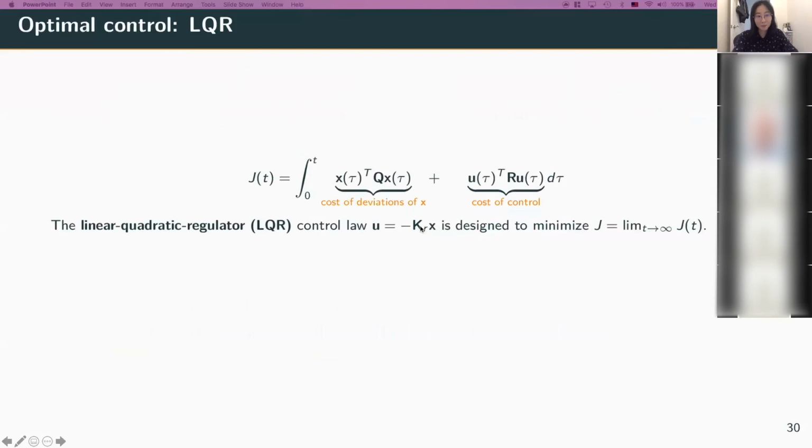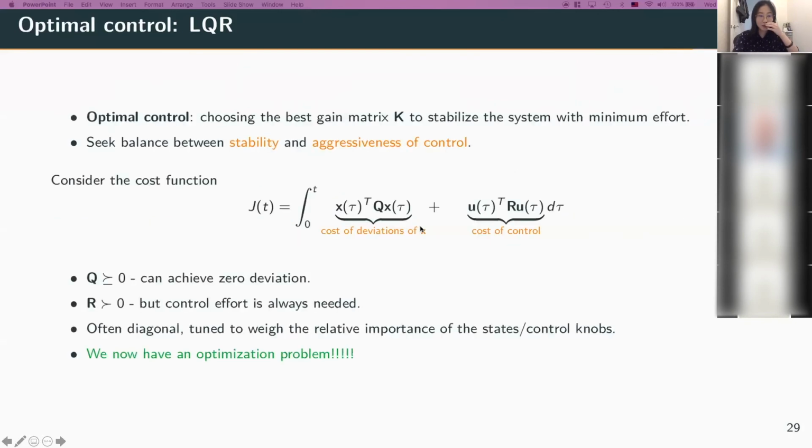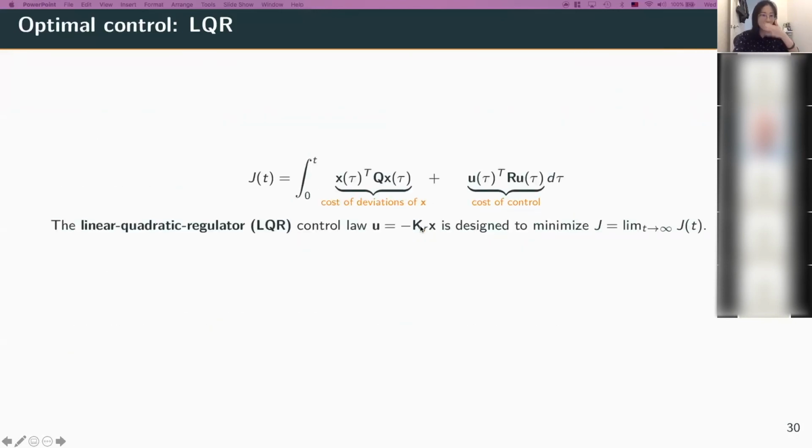I'm going to talk about the solution in the next slide. But this is where the linear quadratic regulator comes in. It's essentially a control law, u equals minus K_r times x, and it is designed to minimize this cost function when you take the limit of t to infinity.